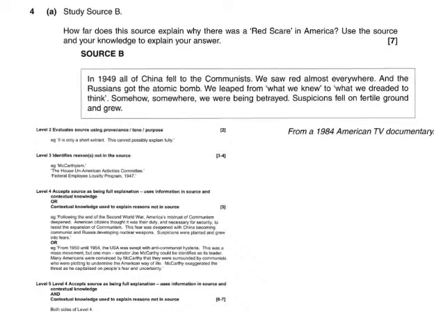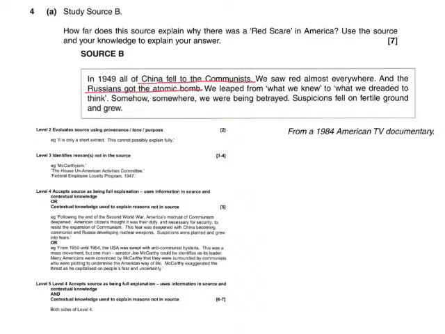So the first thing I'm going to do is go through the source very quickly and try to pick out what it is saying should explain why there was a Red Scare in America. I noticed 2 phrases: China fell to the communists, Russians got the atomic bomb. Both these statements help explain why the international stage and things abroad were contributing to the hysterical Red Scare in America, fear of communism back at home. Now that I've done that, I can tackle level 4 for 5 marks because I've identified why this source thinks there was a Red Scare in America.